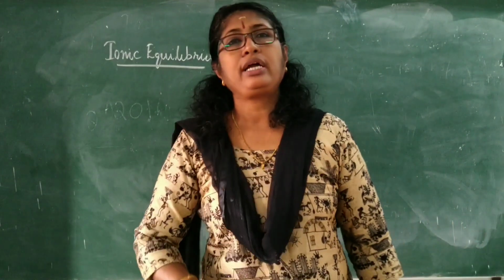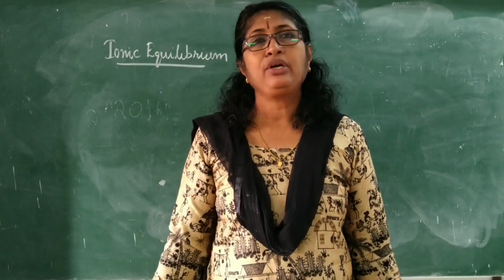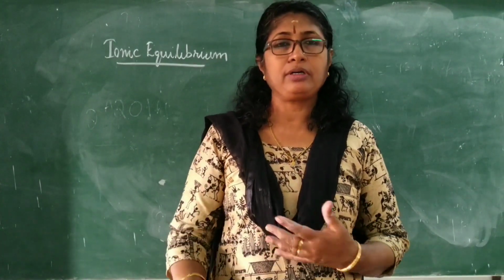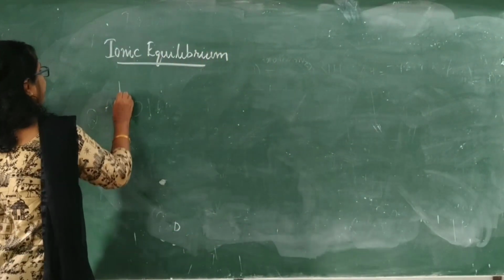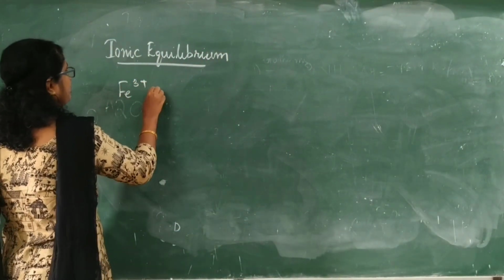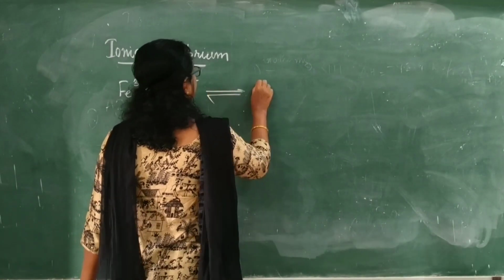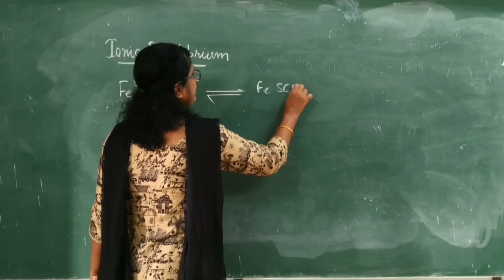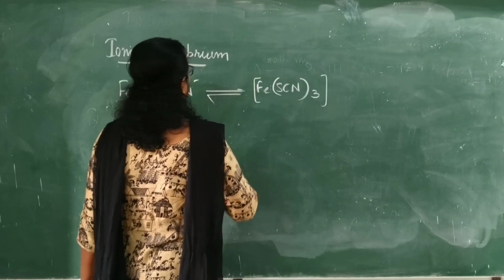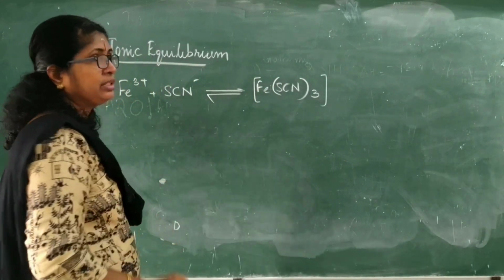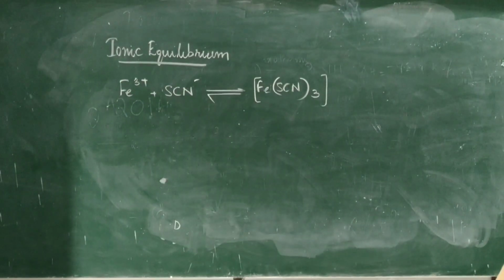Now we are going to start with ionic equilibrium. What is an ionic equilibrium? An equilibrium which involves the reaction between ions. For example, Fe3+ ions react with SCN- ions to form Fe(SCN)3. So this is an ionic equilibrium where the ions are involved.